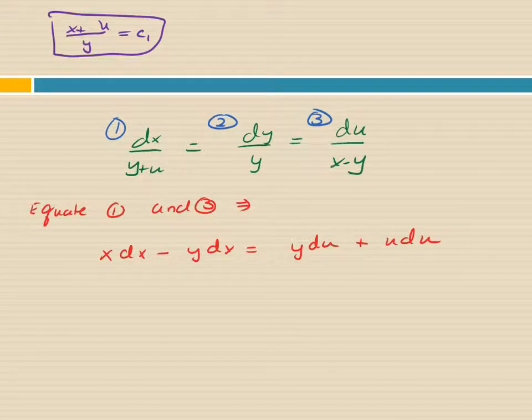So I'm going to keep the x plus u over y equals c1 up there. In the book now he says, use that to get the rest of it done. But you don't use that to get the rest. And he has another equation all of a sudden appearing.